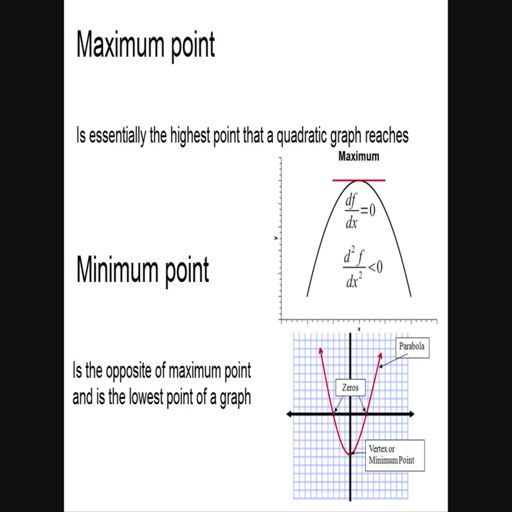Maximum point. The maximum point is essentially the highest point the quadratic graph reaches. It is shown here by a red line. The minimum point is the opposite of the maximum point and is the lowest point the quadratic graph reaches. It is shown here by the red dot at the bottom of the graph.